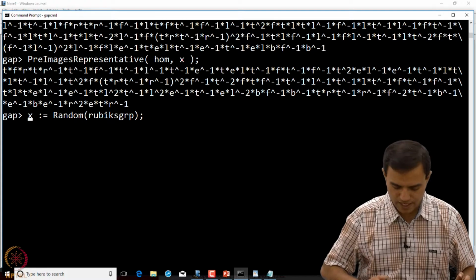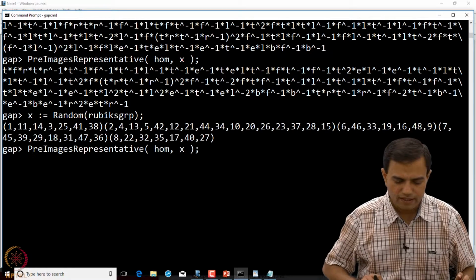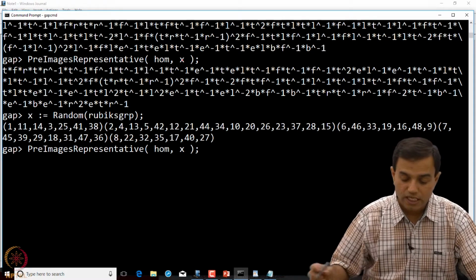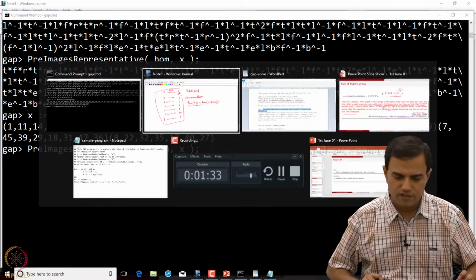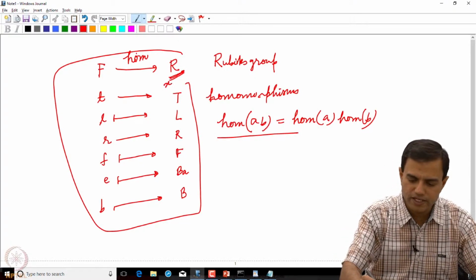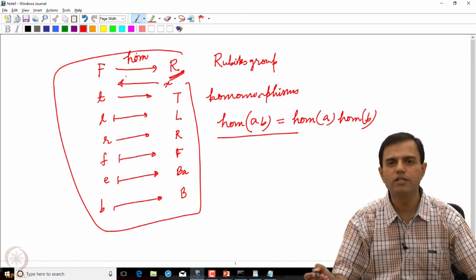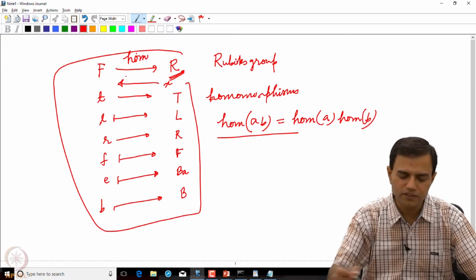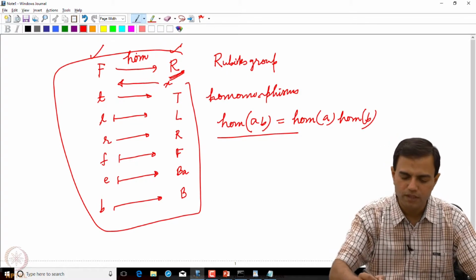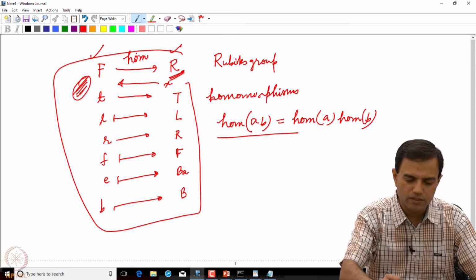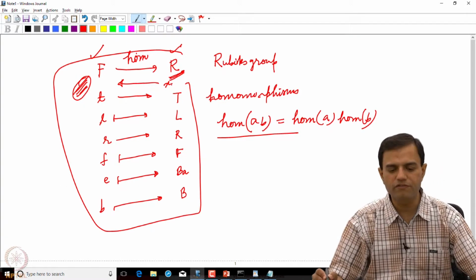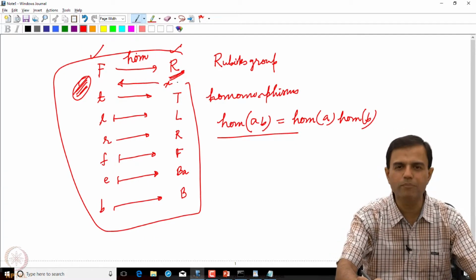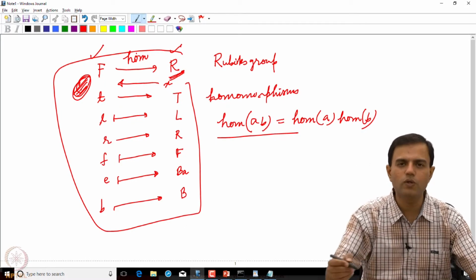Remember this one, I have this random element, and then I am looking at the pre-image of this random element. Suppose X is a random element, the pre-image is going to be huge. There is no one single element in F. So this is not one-to-one, right? This is after all an infinite group, this is a finite group. So it is a huge subset of F which is there in the pre-image of X. I am just picking one representative from it. That representative will of course map to X. Anything that I take in that set is going to map to X.